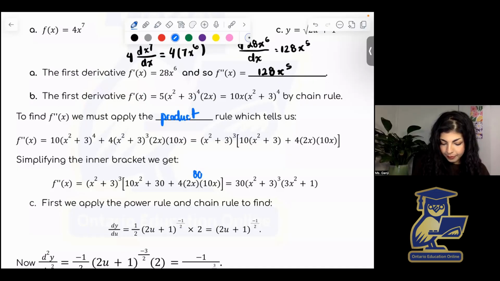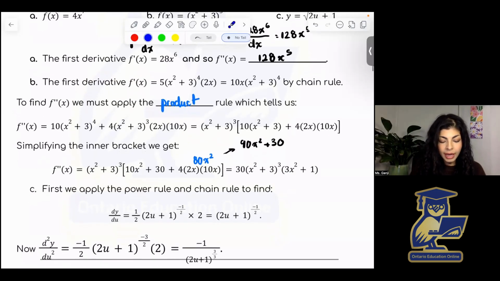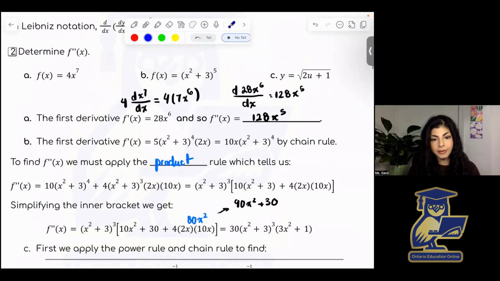So 80x squared. And now this whole bracket is also 90x squared plus 30. And so I just factored out that 30 in there as well, just again for making it look nicer and it's a more simplified term. And we are left with 30 times (x squared plus 3) to the power of 3, or cubed, which was this factor here. And then I am left with 3x squared plus 1. And that would be our second derivative of (x squared plus 3) to the power of 5.